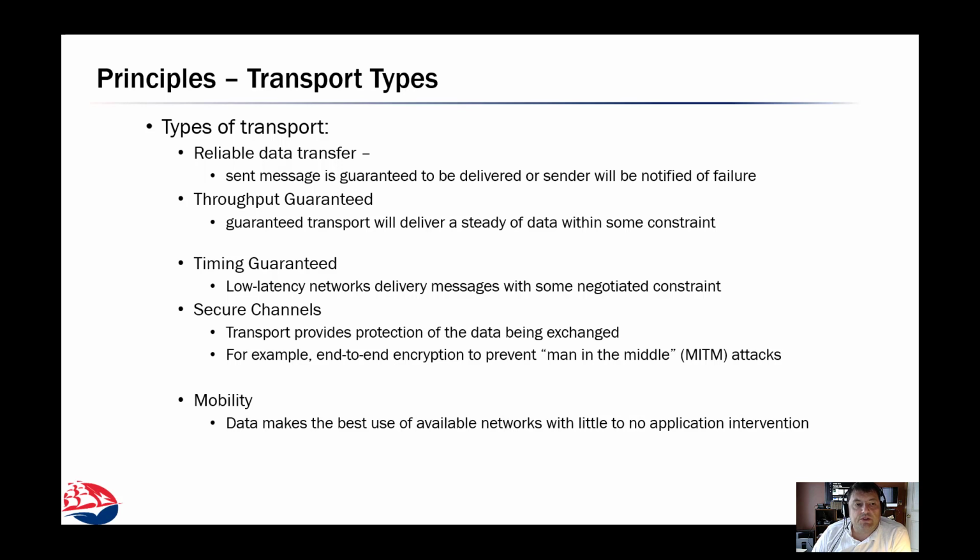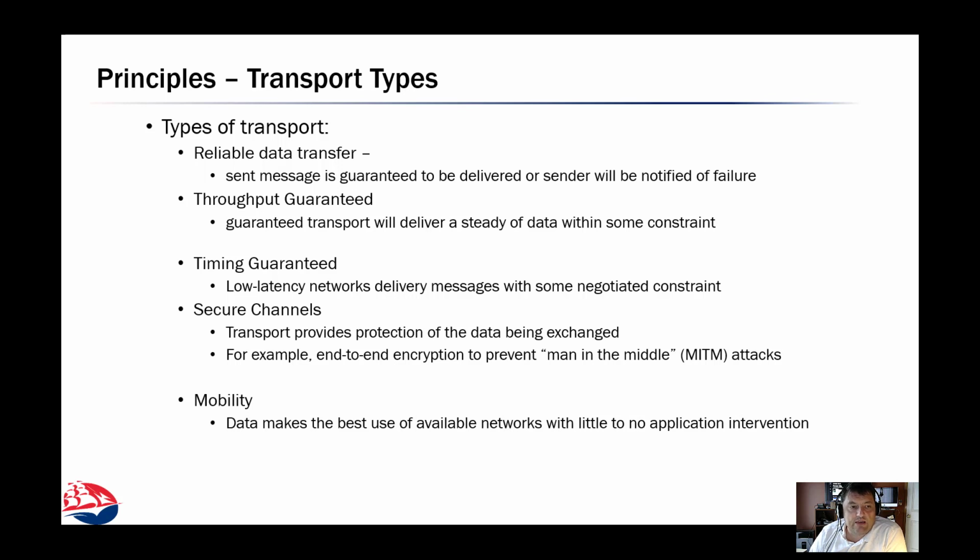Another principle is the different kinds of transport types. There are 5 general transport types that applications can use, and they're based on reliability, throughput, latency, security, and mobility. Reliability means that a sent message will arrive at the destination, or that the sender will be notified of the failure. The protocol may need to resend data to correct for errors or for corrupted data, but the transport protocol will do that without any intervention from the application.